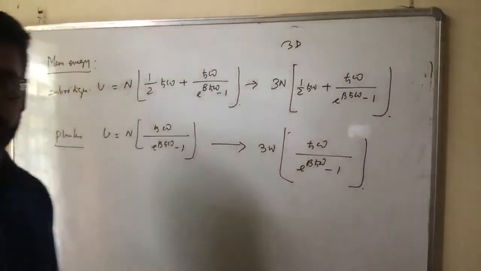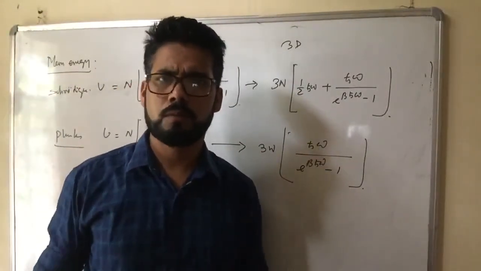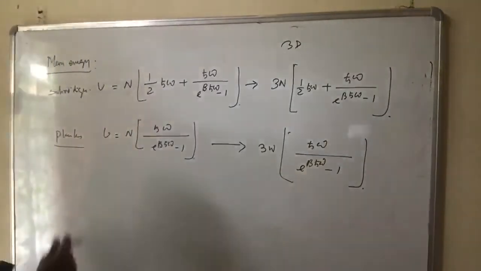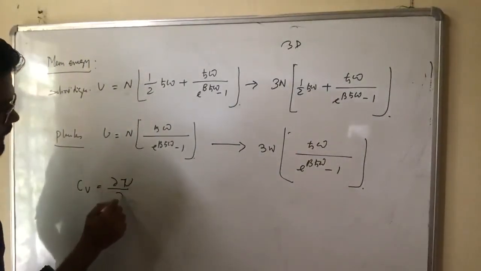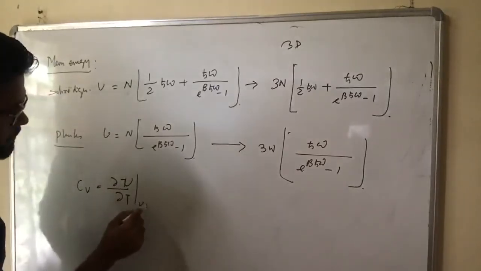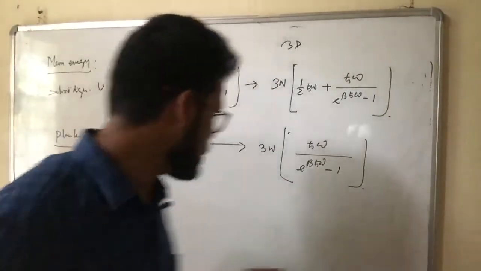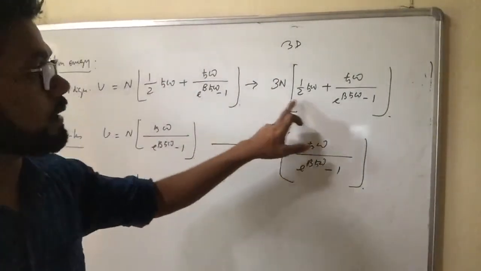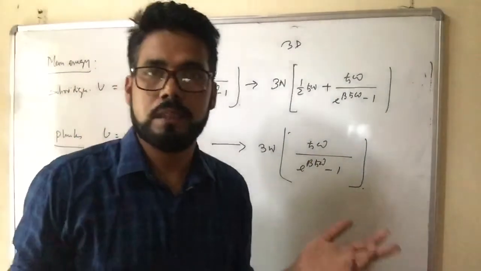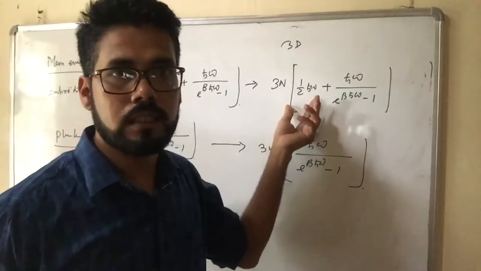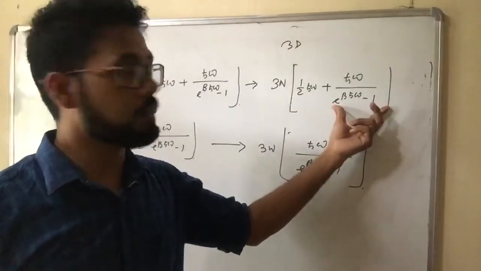But in the Einstein model, what is their aim? Their aim is to calculate the specific heat of a solid due to lattice vibration. But specific heat at constant volume is du by dt, right? So if you do the calculation using this formula, your answer will be the same, because the first term is constant. Du by dt of this term is 0. So this term is 0.